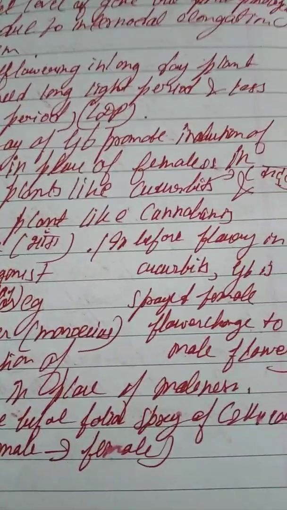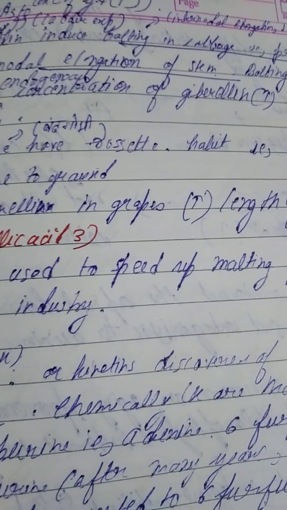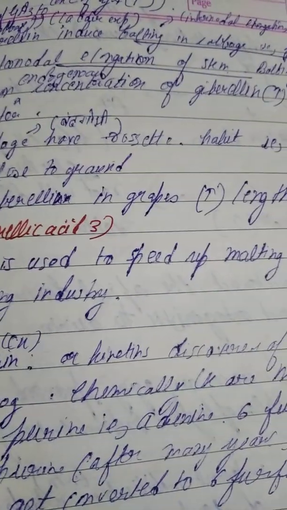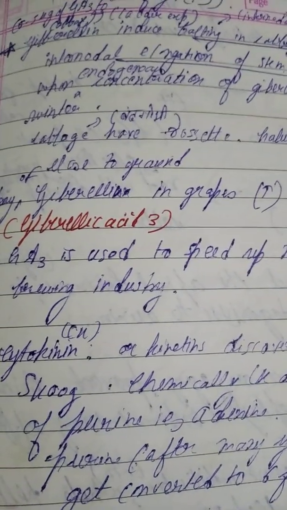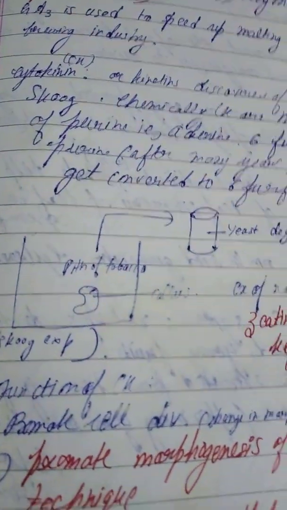Foliar spray of gibberellin promotes induction of maleness in female plant. And student, this question is often asked that bolting in cabbage is caused by gibberellin. Please remember that. Now students, some facts about cytokinin also.